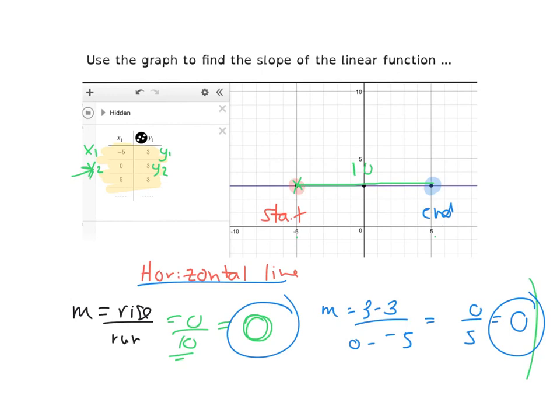The last thing I would point out to you is we should be able to recognize this as a horizontal line in the table as well, because all the y values are equal to 3. So this is the horizontal line, y equals 3.